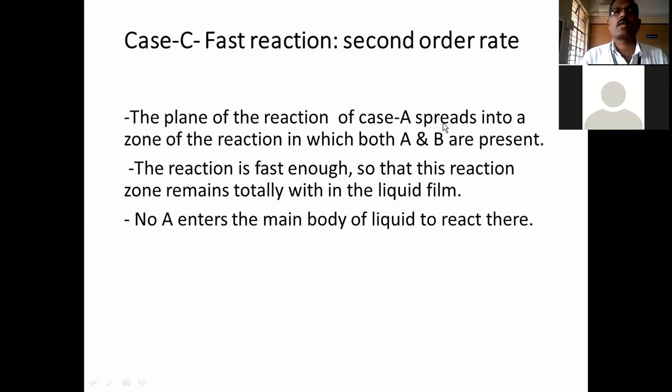The plane of the reaction of case A spreads into a zone of the reaction in which both A and B are present. The reaction is fast enough so that this reaction zone remains totally within the liquid film. No A enters the main body of the liquid to react. This is case C. Remember case A, case B, case C. Okay, again case C, in a similar way.